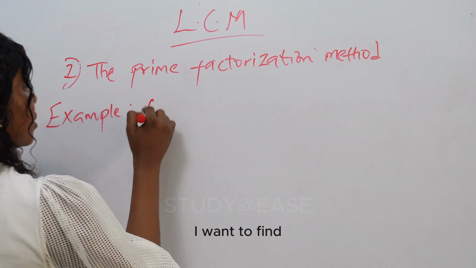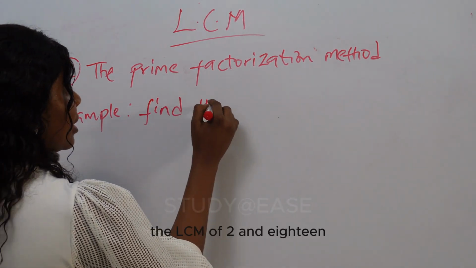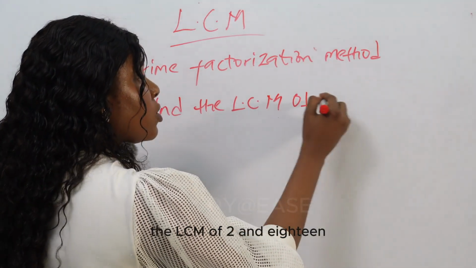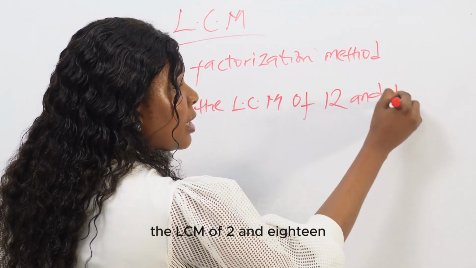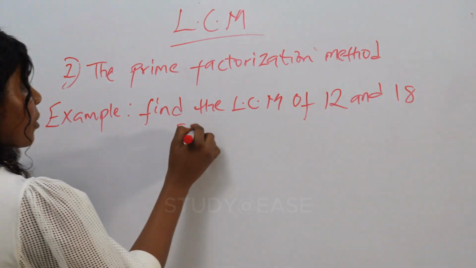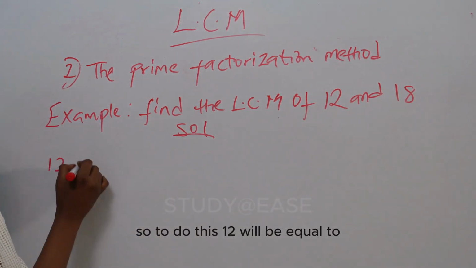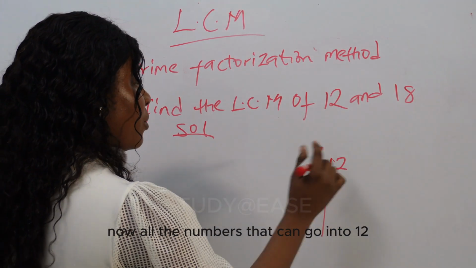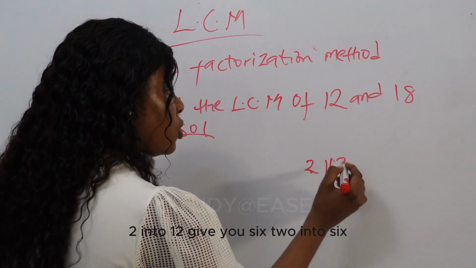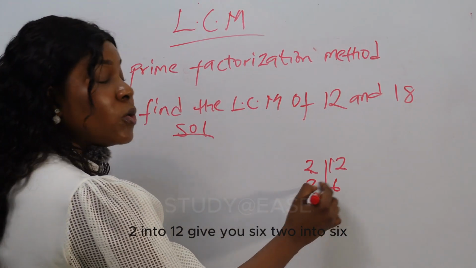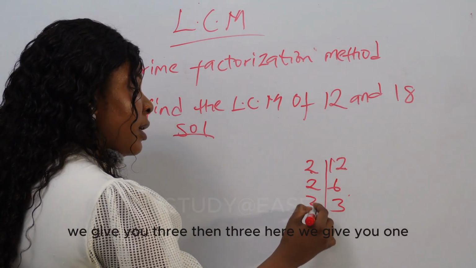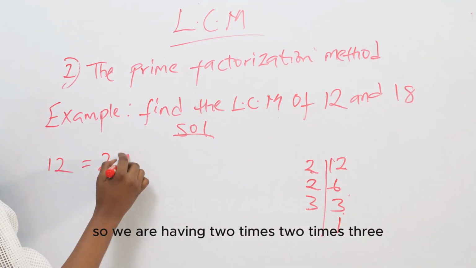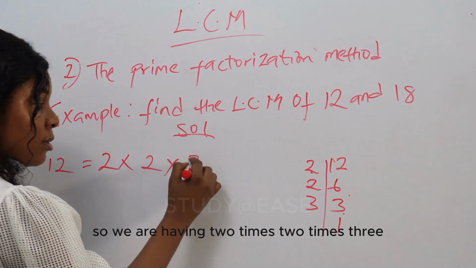I want to find the LCM of 12 and 18. So to do this, 12 will be equal to, now all the numbers that can go into 12 without leaving a remainder. 2 into 12 gives you 6. 2 into 6 will give you 3. Then 3 gives you 1. So we have 2 times 2 times 3.